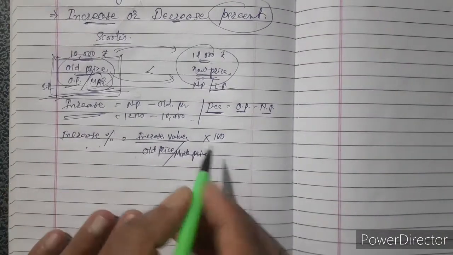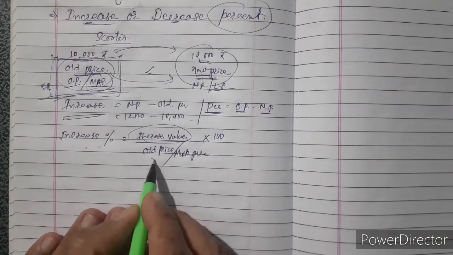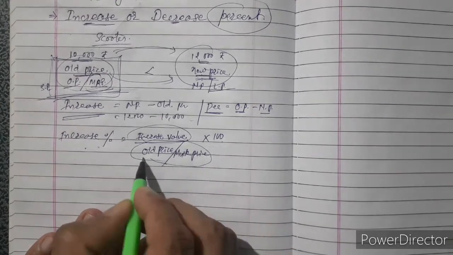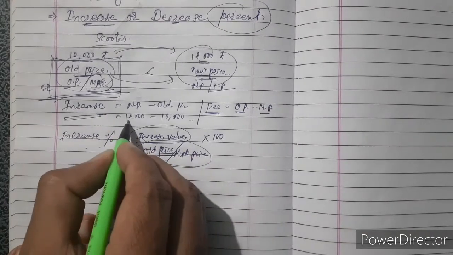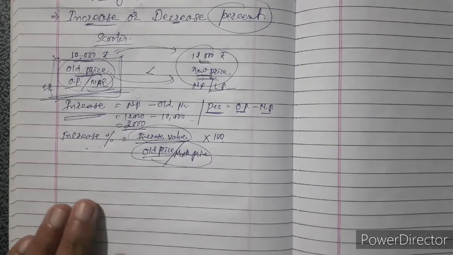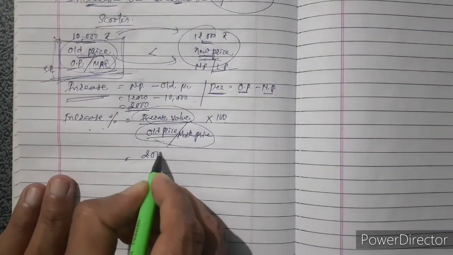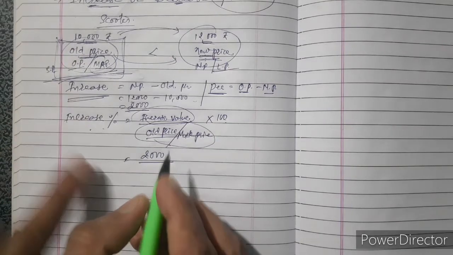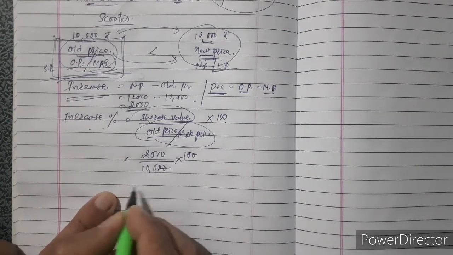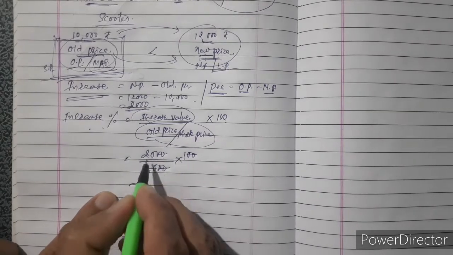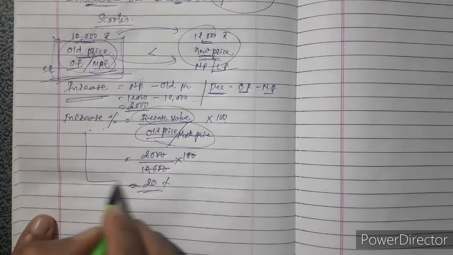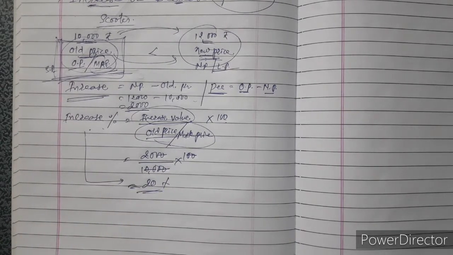So increasing percentage equals increasing value divided by starting price into 100, otherwise old price into 100. And here, 12,000 minus 10,000, what is the increasing value? 2,000. So we write down 2,000 divided by starting price, that is 10,000, into 100. 20 and 20 cut, that is 20. So here the increasing percent is 20%.